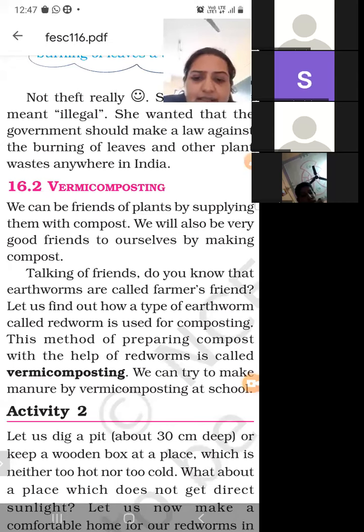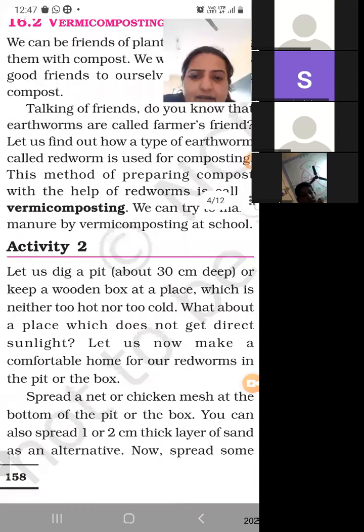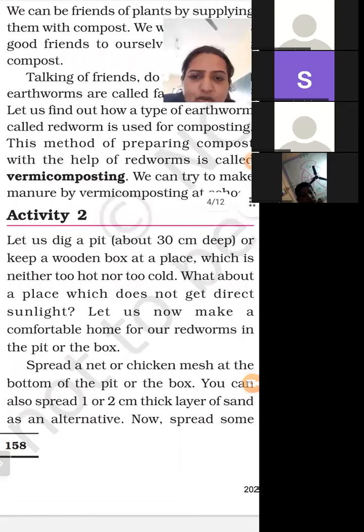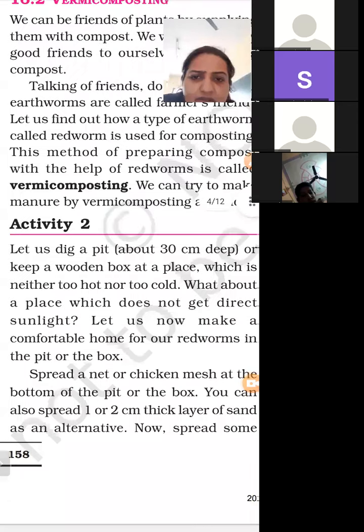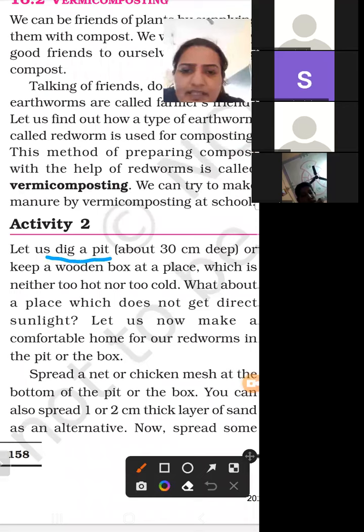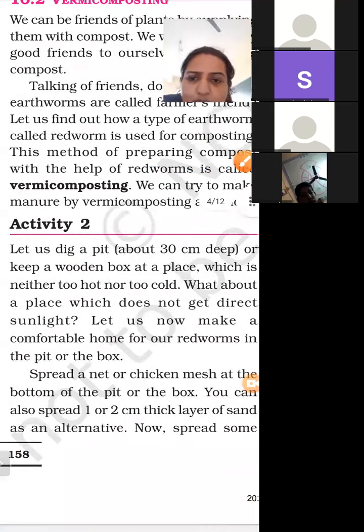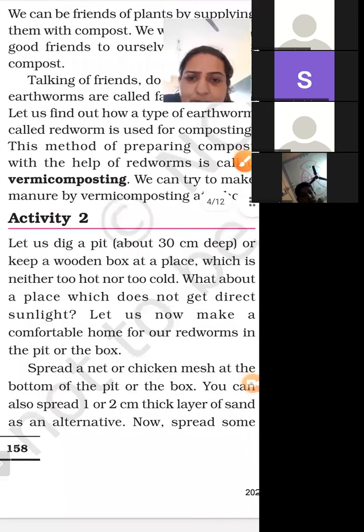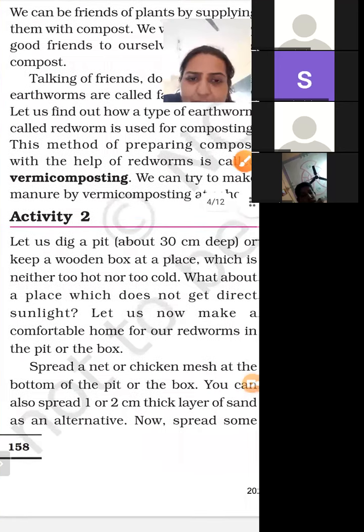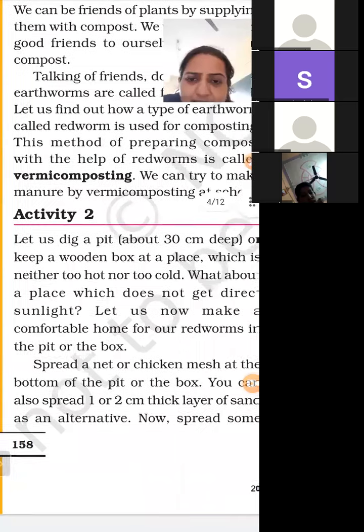So next is our activity 2, to make vermicompost. So how can we make vermicompost? Firstly, you have to dig a pit. हमें गड्ढा लेना पड़ेगा 30 centimeter deep, or keep a wooden box at a place which is neither too hot nor too cold.